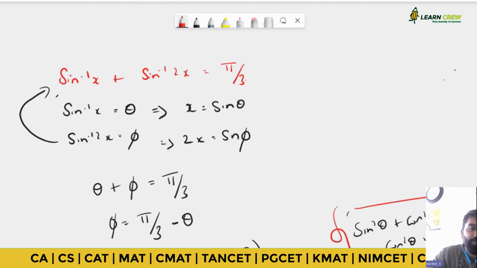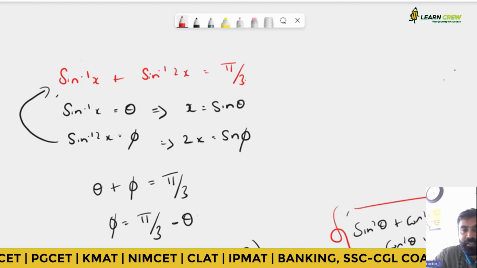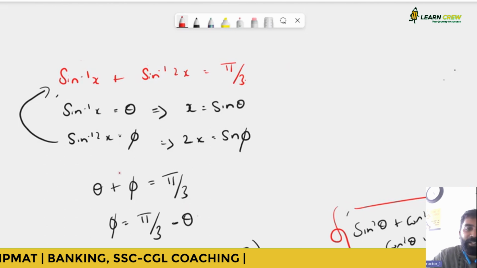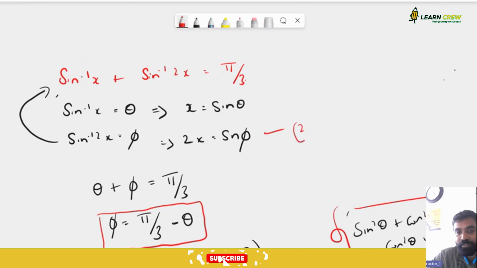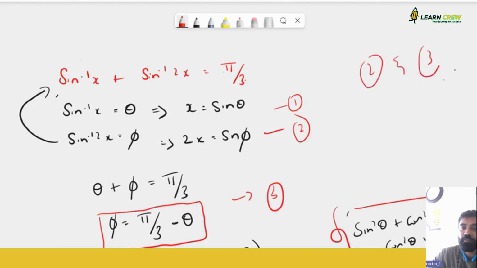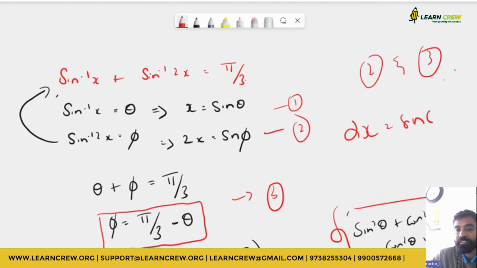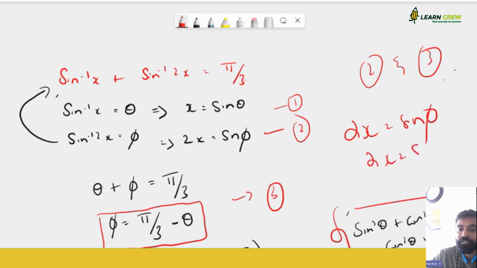Then if I substitute those here, it becomes theta plus phi is equal to pi by 3, or I can write phi equal to pi by 3 minus theta. Okay. Now if this is phi, I know this is equation number 2, this is equation number 1, this is equation number 3. From 2 and 3, 2x equal to sine phi, and phi can be written as pi by 3 minus theta, so 2x equal to sine of pi by 3 minus theta.